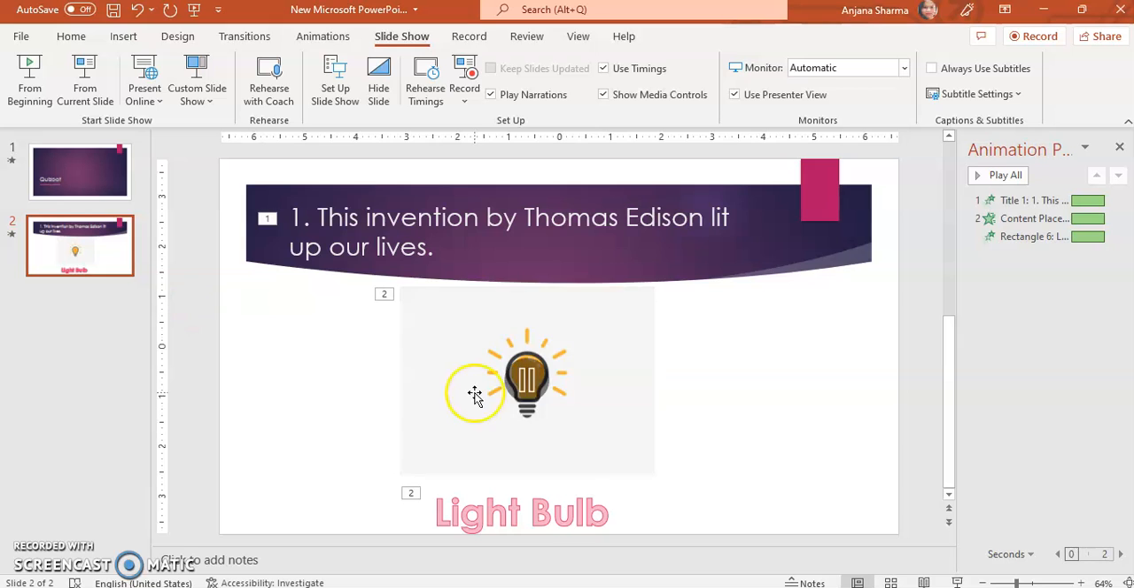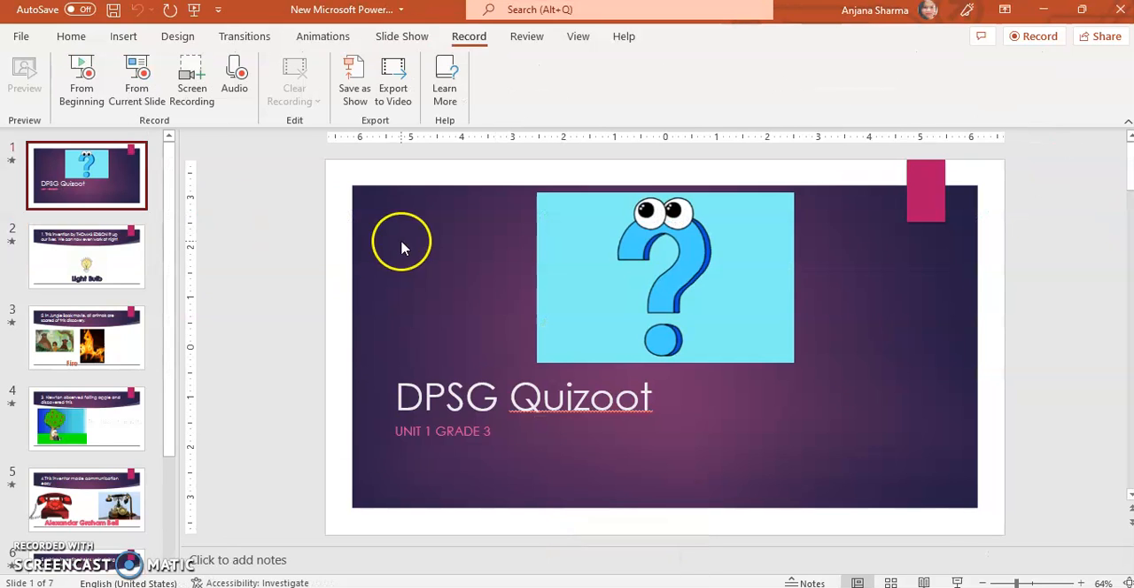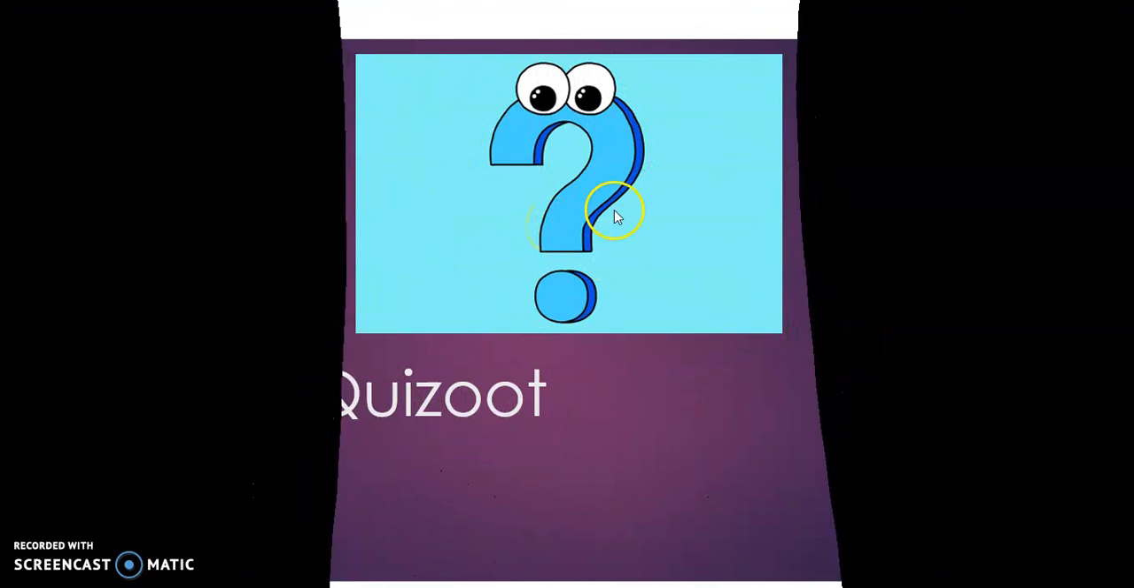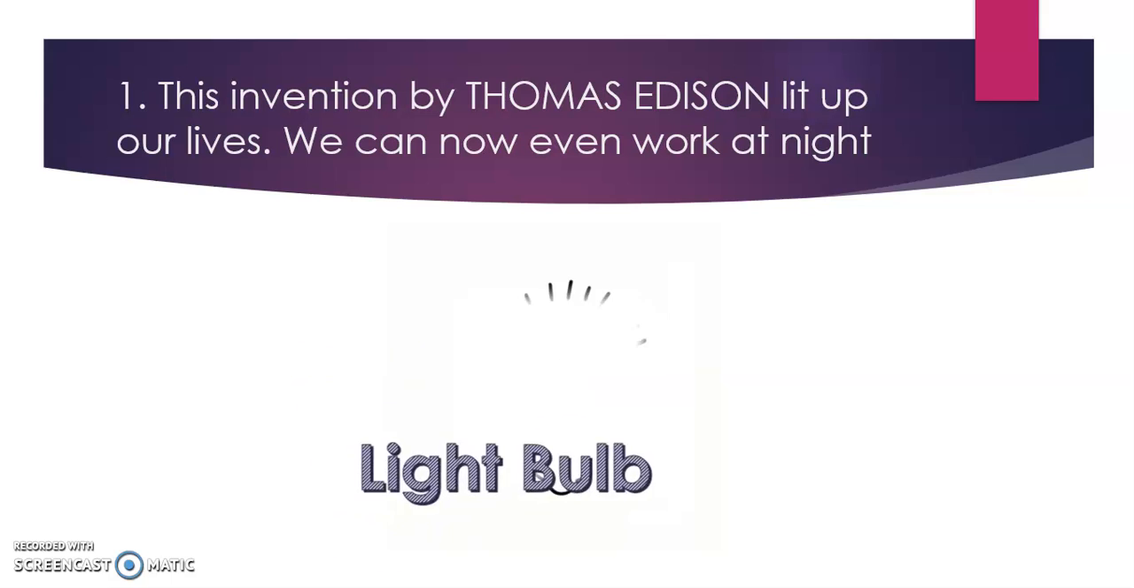So like this, I have already created a sample quiz which I can show to you here. So if I run the slideshow of this quiz quickly, this is the first slide, the title slide. I have used a GIF image of a thinking question mark symbol. This I have taken from Google. Now second slide, question, answer.